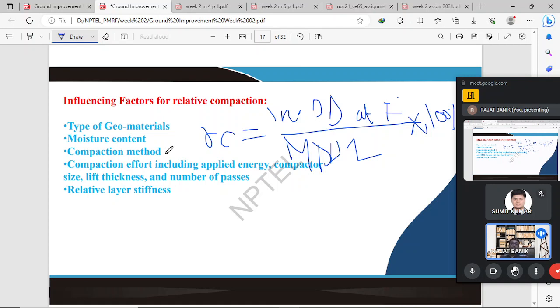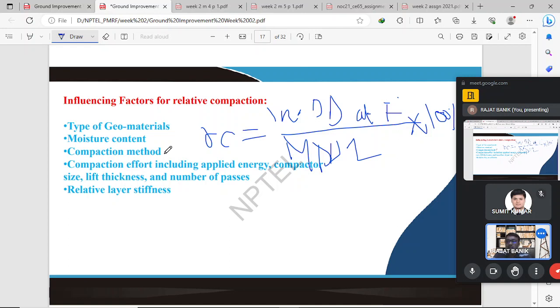And also, it is dependent on the relative stiffness of the ground layers. That means if the upper layer is stiffer than the lower layer, then the lower layer is not compacted, because the energy is resisted by the upper layer because of its stiffness.